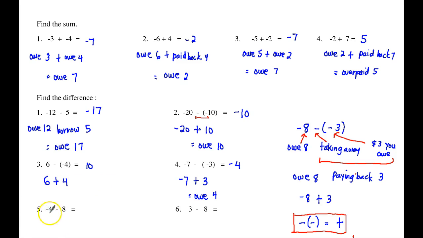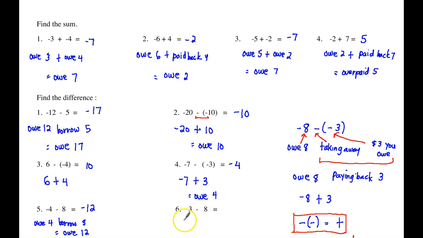The next one. So you're starting off with negative 4. So you owe 4, and then minus, so you borrow $8 more. So that means altogether you now owe how much? $12. So negative 4 minus 8 is negative 12.